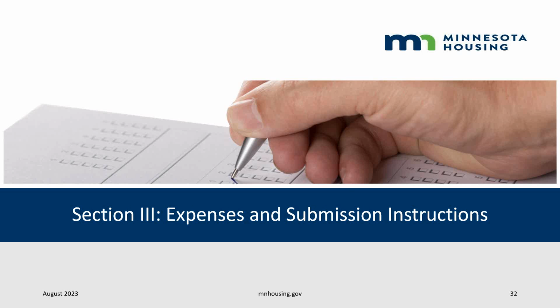With a completed rent table and rent matrix as applicable, you are ready to move on to Section 3 of the tutorial. Section 3 reviews the tabs that outline the anticipated expenses for the year. It also describes how to submit your budget via Box.com.